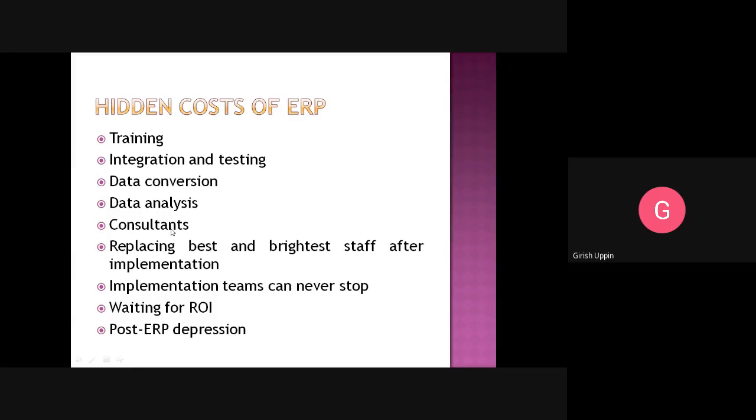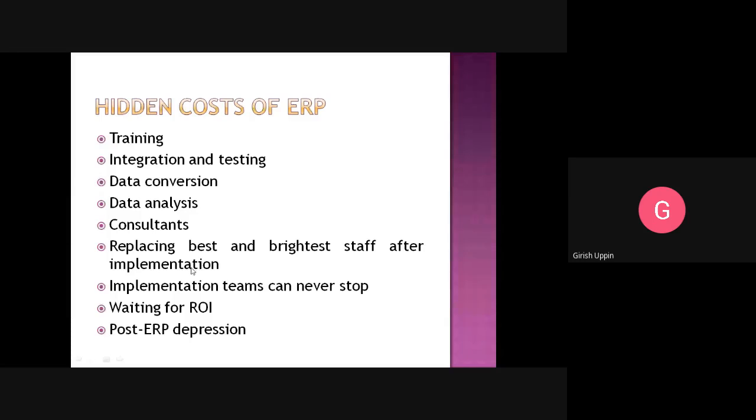Consultants: when you are implementing a solution, suppose SAP, from the SAP company you are going to hire some consultants who will act like experts, who will help with the transition, who will help with the training of the key resources. That would be a big cost. Hiring consultants for the ERP solution is a big hidden cost.